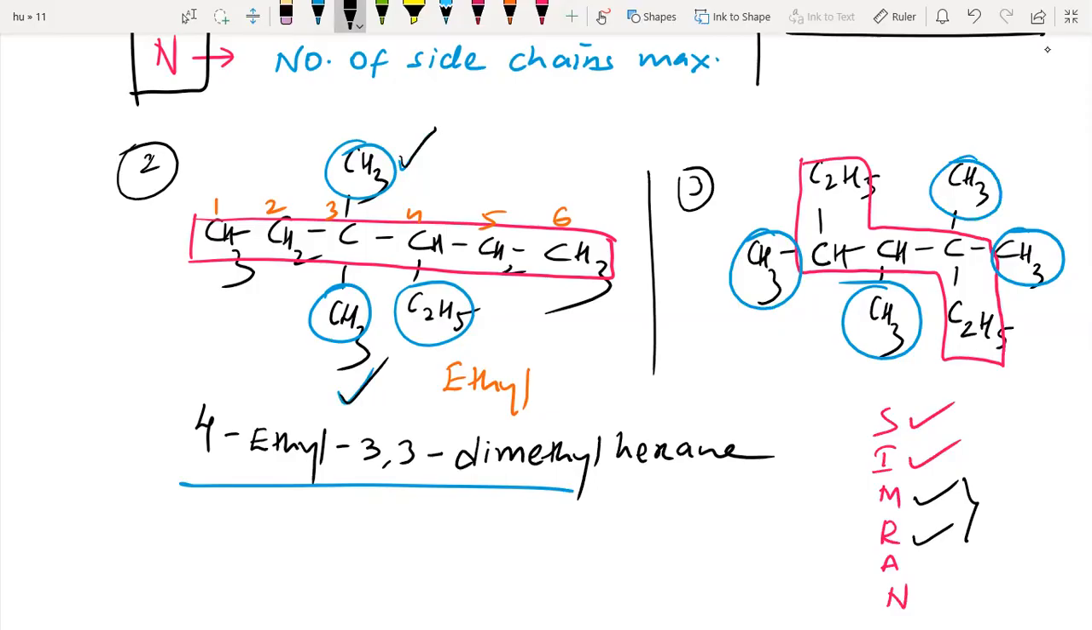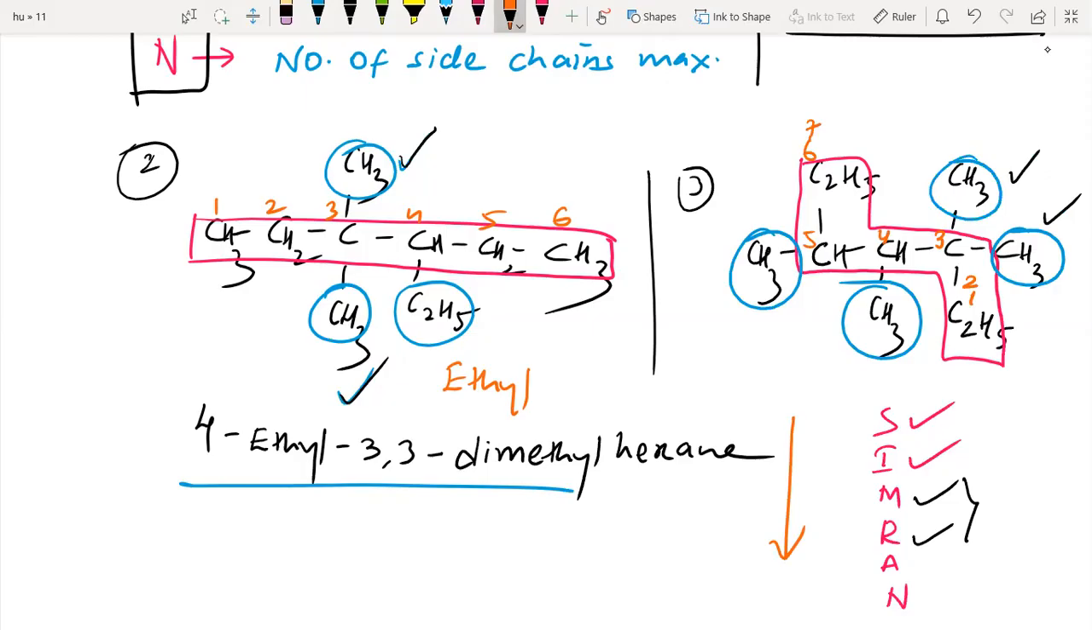Okay, so how will we start numbering here? More branched carbon should get the minimum number. Okay, so more branched carbon. Here we have two carbons, carbon number 1 and 2. So this is 3, here is 4, this is 5, and here we have 6 and 7. So now we'll see the name of this compound here.